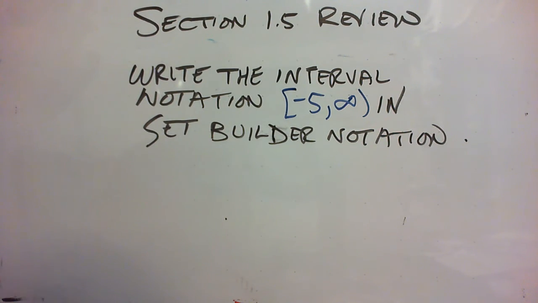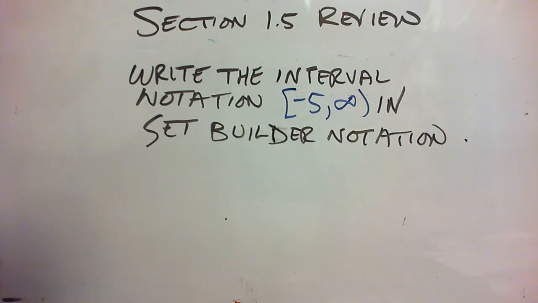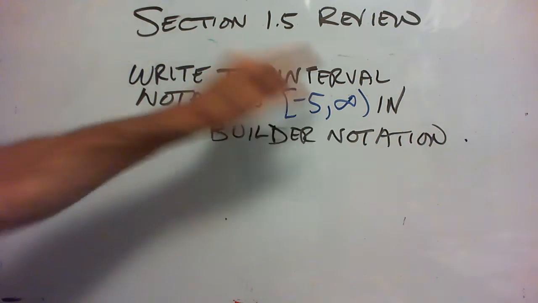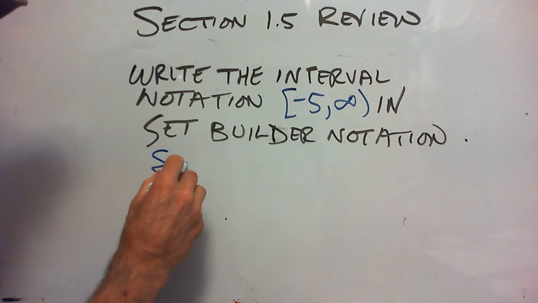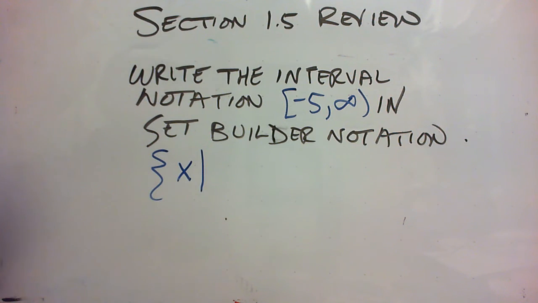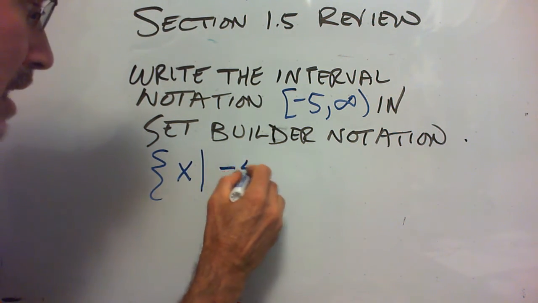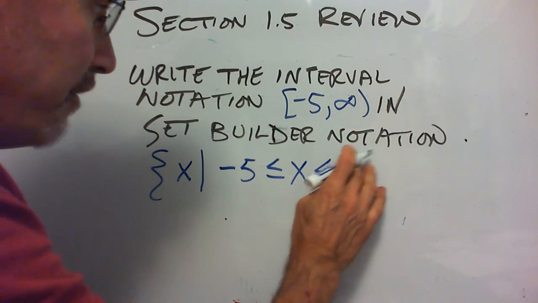And let's try one more problem here. Write the interval notation square bracket -5 comma infinity in set builder notation. So the same type of problem, except here we have this infinity that we're dealing with. So now we could write this bracket x line x such that. Okay, now one way we could write this is -5 less than or equal to x less than infinity.